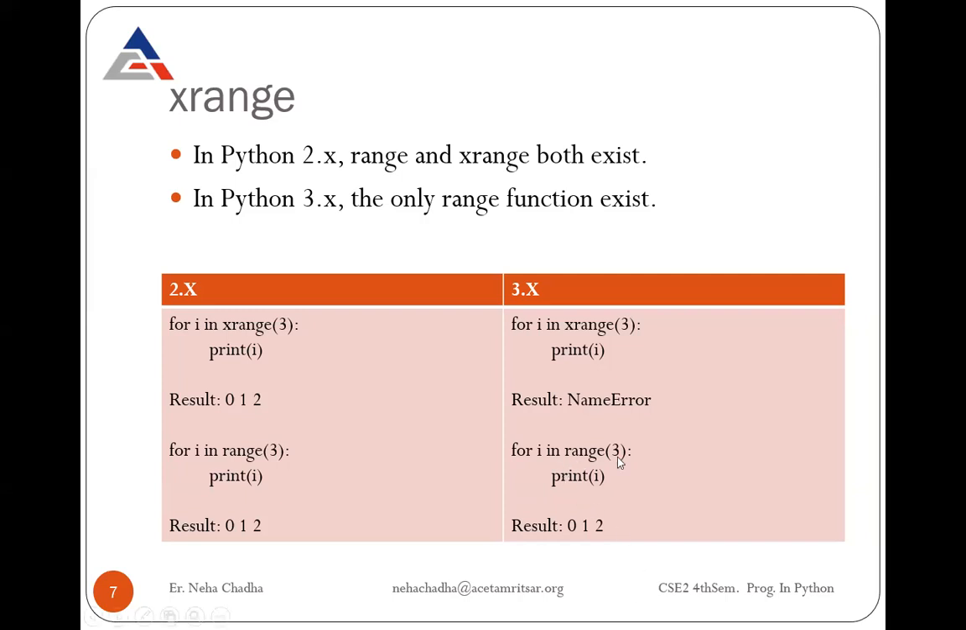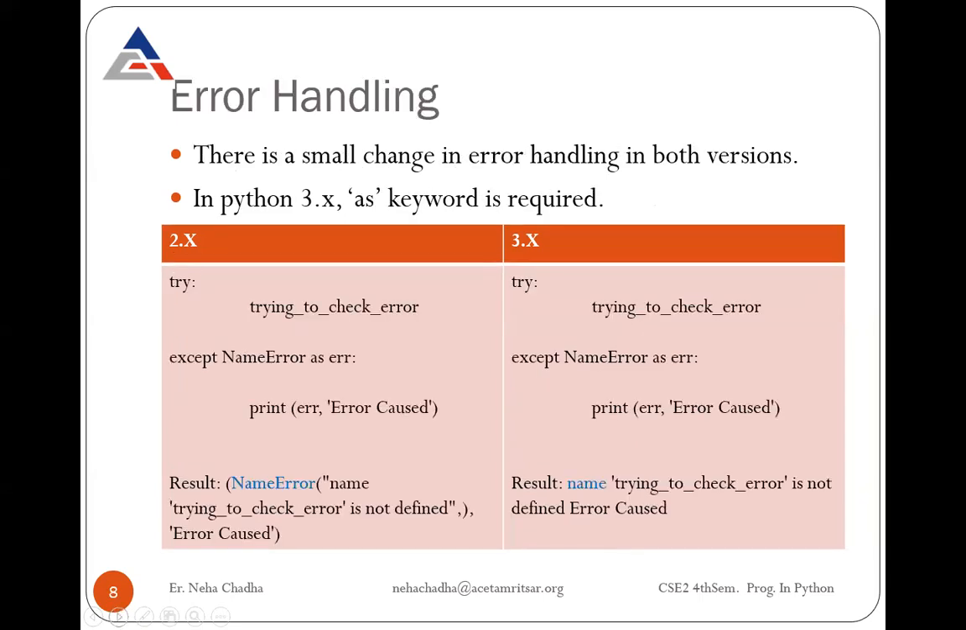For i in range of 3, print i, I am getting the result 0, 1, 2. The result is acceptable here. This is the other difference. The last difference is error handling.